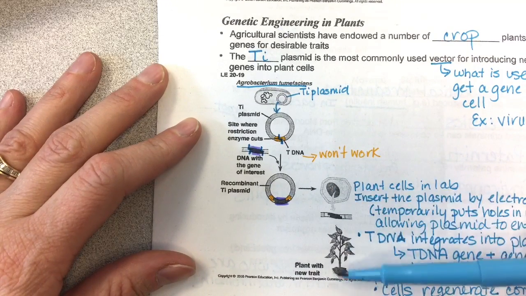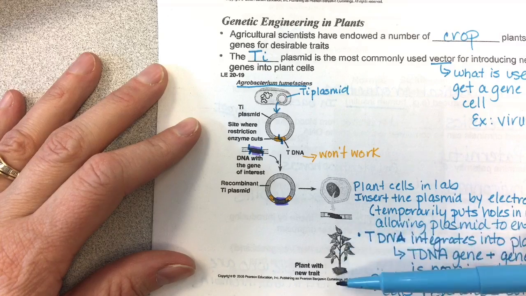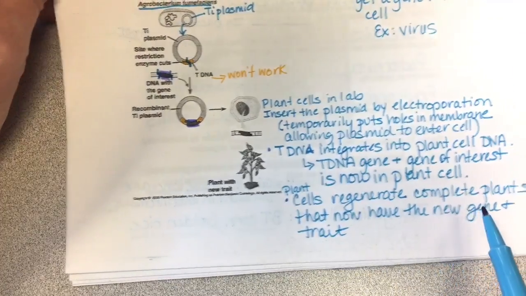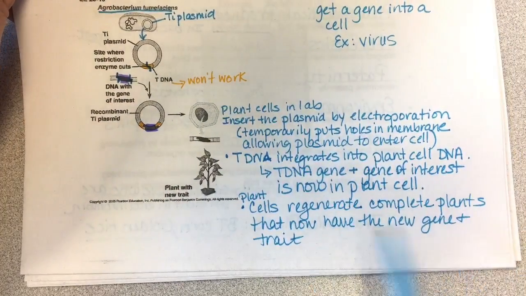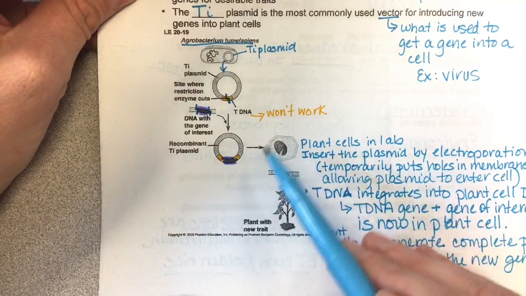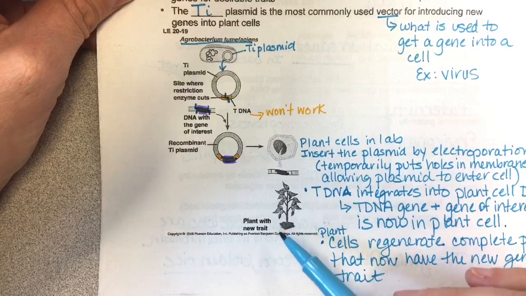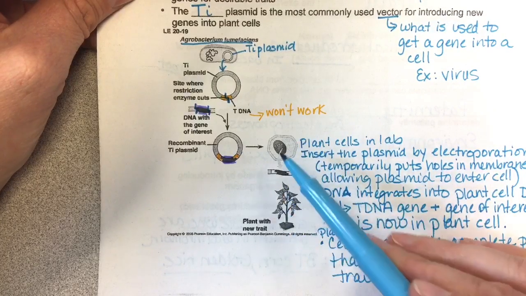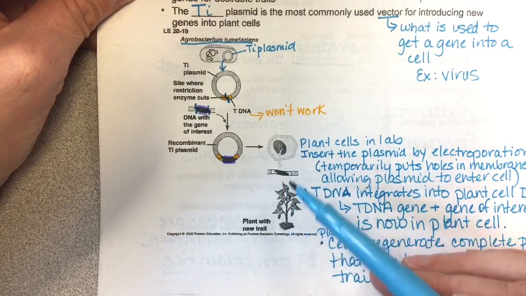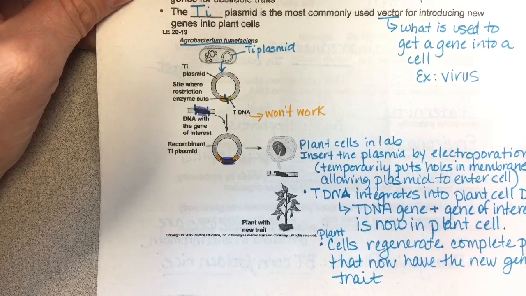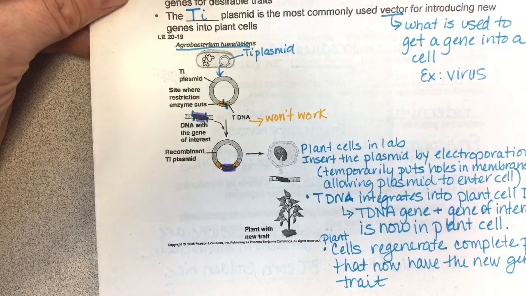And the other thing that's unique, and why we use this with plants a lot, is because cells from plants can regenerate into whole new organisms. So you can have a select few cells and regenerate a plant. That's what I mean by plant cells regenerating complete plants that now have the new gene. The whole plant can come from a couple of these cells that have been genetically altered. When they grow, they're dividing these cells, and all the cells in the plant have that particular gene in there. So therefore the whole plant is genetically changed.